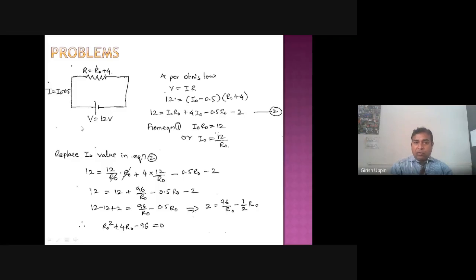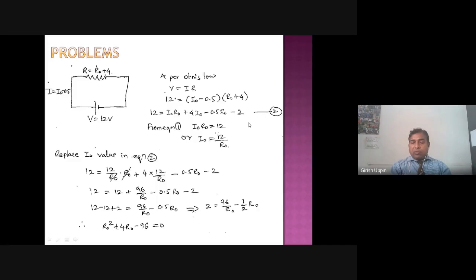Okay, and we will apply Ohm's law, and it is connected to the same 12 volt. V is equal to IR. Now V is 12 volt. And what is the new current? The new current is I naught minus 0.5. And what is the new resistance? R naught plus 4. And if you simplify this, what do you get? 12 is equal to I naught R naught plus 4 I naught minus 0.5 R naught minus 2. Okay, this is the second equation that you will get.